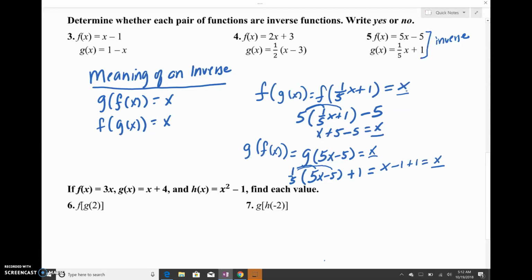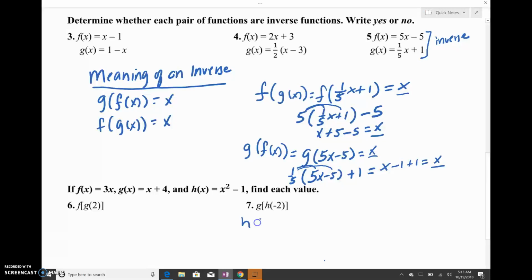If we look at number 7, it states if f of x equals 3x, and g of x is equal to x plus 4, and h of x is equal to x squared minus 1, then we have to find the following composition. For example, we have g, and our input is h of negative 2. Therefore, we have to find h of negative 2 first, and whatever the output is, it goes back into g.